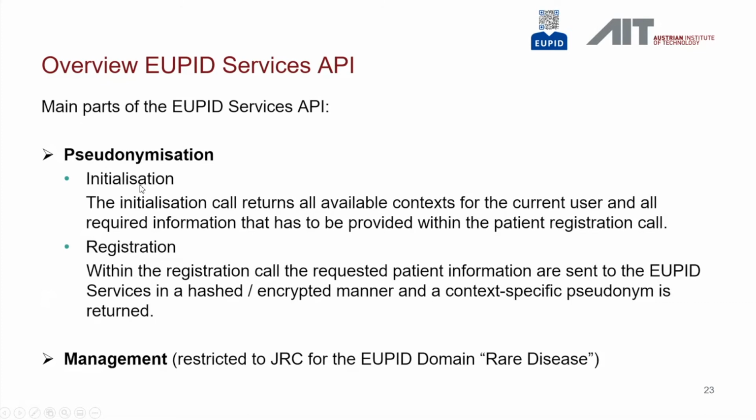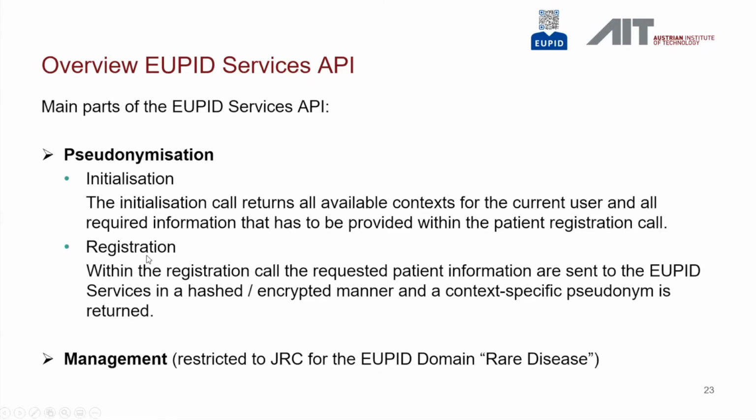The first call is an initialization call. Within this call, you will retrieve all the information you need. This is a user-specific configuration. You can get back what the contexts are within which a user can do a patient registration. And then you get all the parameters that are specified in such a context and get all the information you have then in the subsequent call, in the registration call, to provide to the EUPID service during the registration.